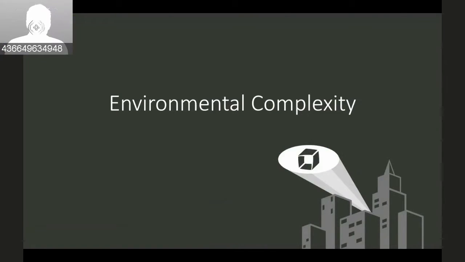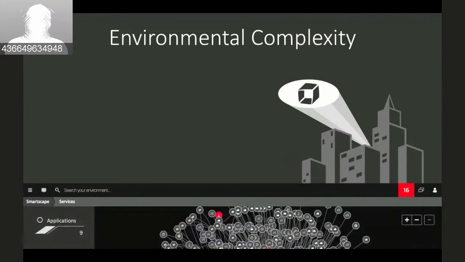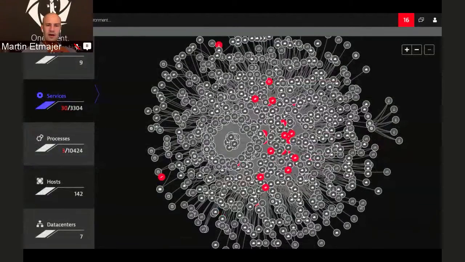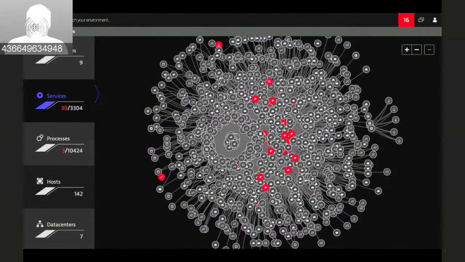So let's talk about environmental complexity first. What is a microservice platform composed of? We need things like service discovery, configuration management, routing, load balancing, execution environments like Docker, messaging channels, but also things like deployment automation and monitoring, which are considered key capabilities of a microservices platform.